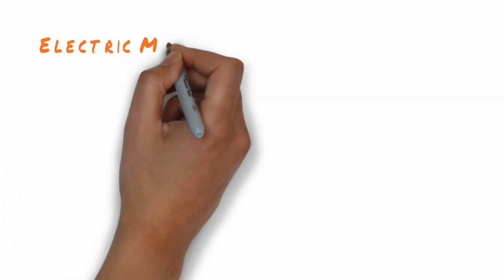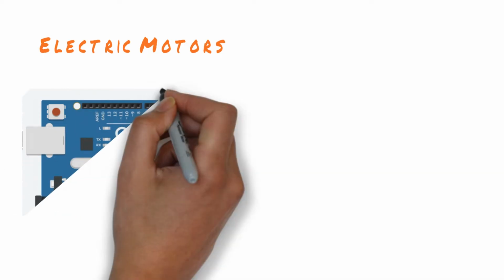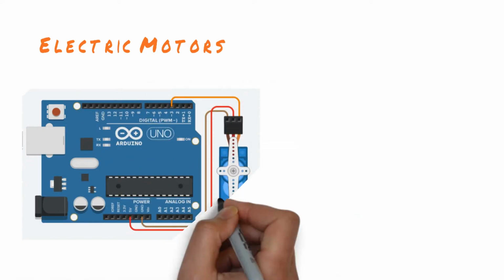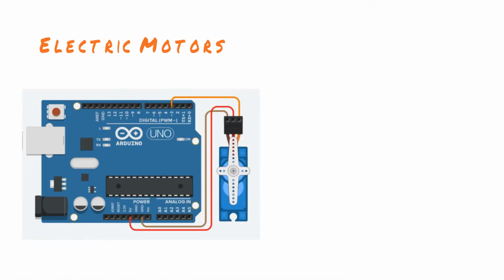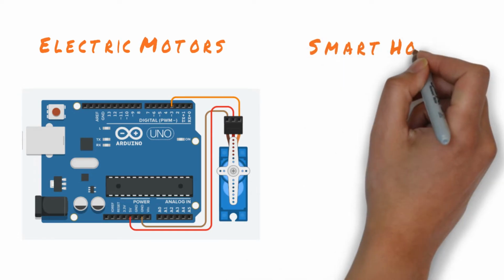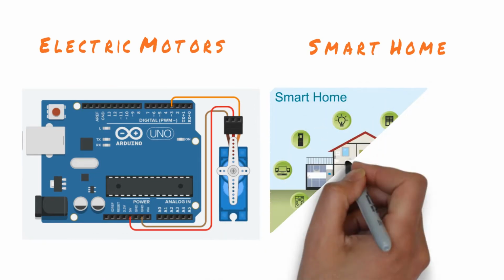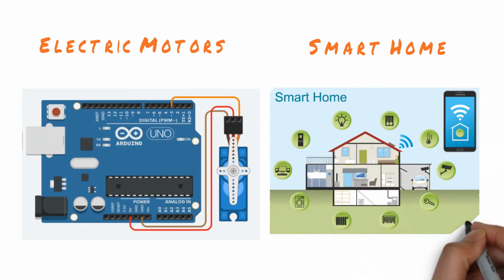Then we are going to see how electric motors work, and we will create a servo motor circuit that automates opening and closing the doors or windows. And finally, we will make a smart home project, which provides the ability to automate control of items around the house.